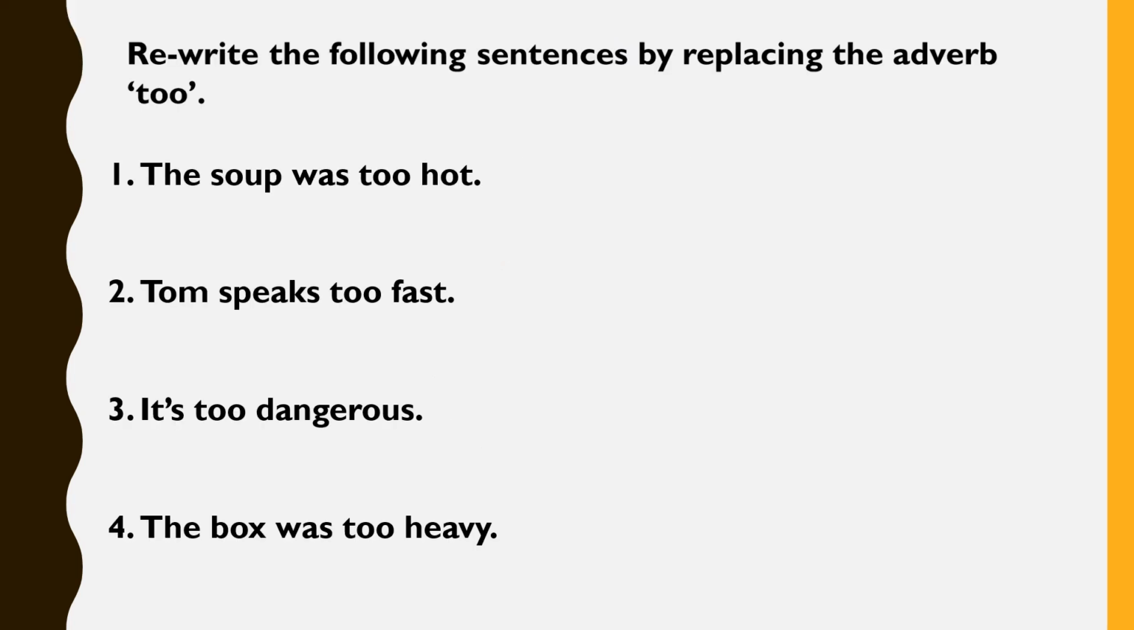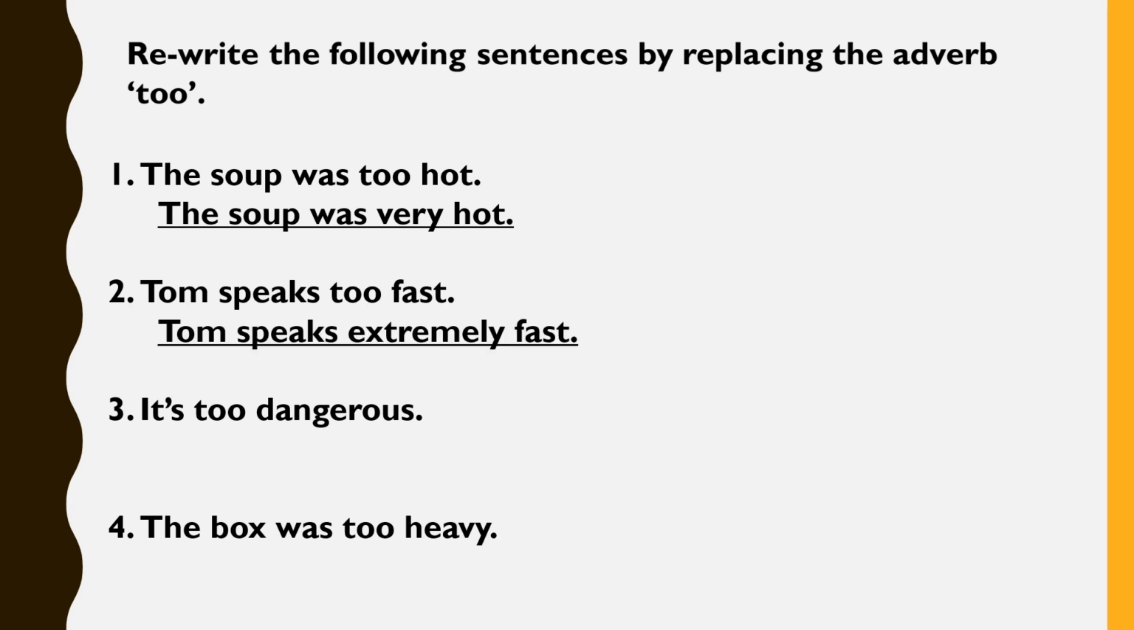Having learnt the second type, now let's try and solve these exercises. Rewrite the following sentences by replacing the adverb too. The first sentence, the soup was too hot. Too hot means more hot than necessary. So our sentence will be, the soup was very hot. The second sentence, Tom speaks too fast. Answer, Tom speaks extremely fast.